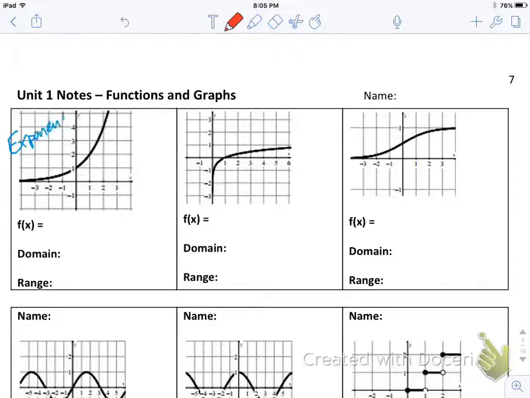Okay. Next, exponential. Hopefully that's the order of your notes. I have no idea. e to the x is standard. Sometimes it's 2 to the x. It could be any base to the x. And so let me add to that. It could be 2.